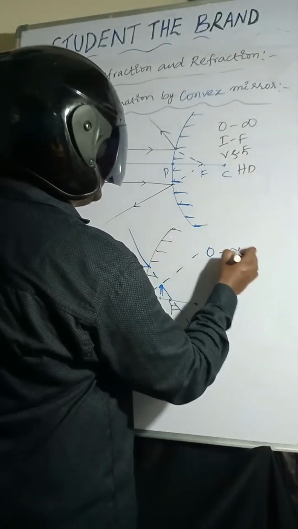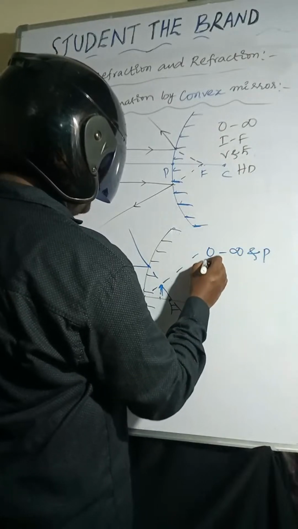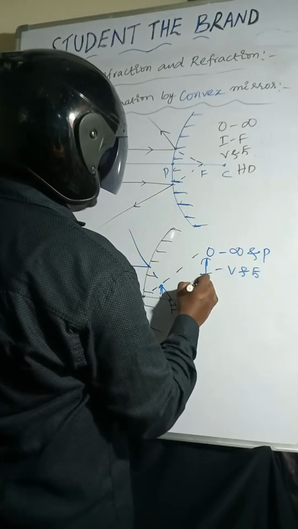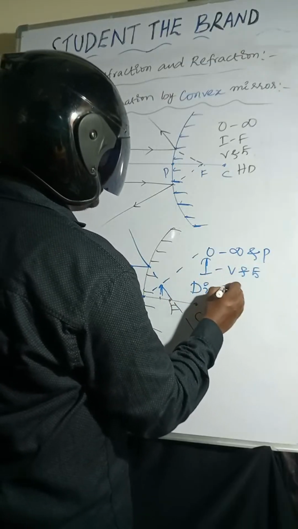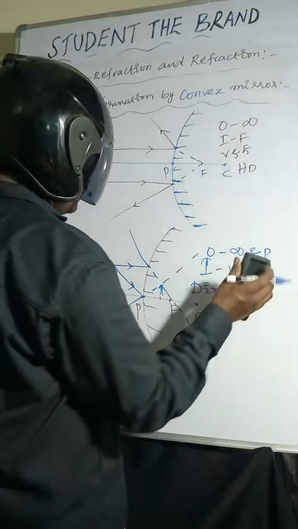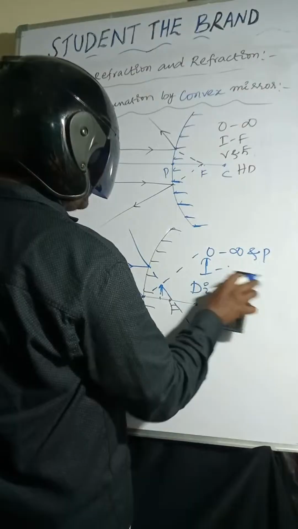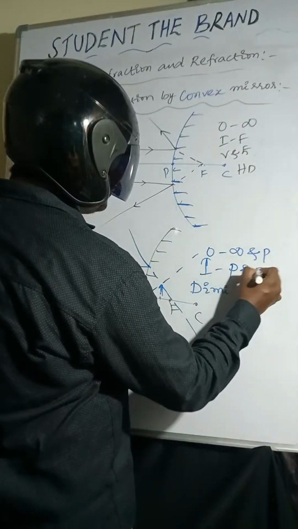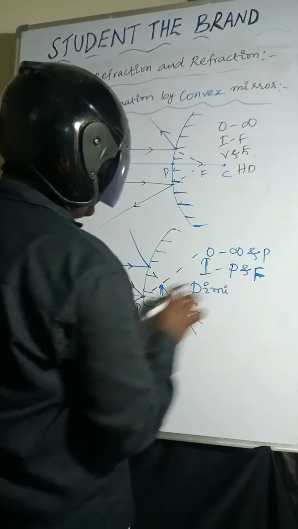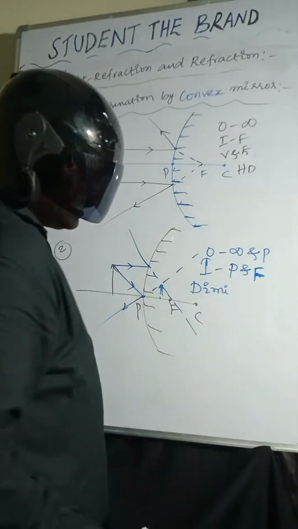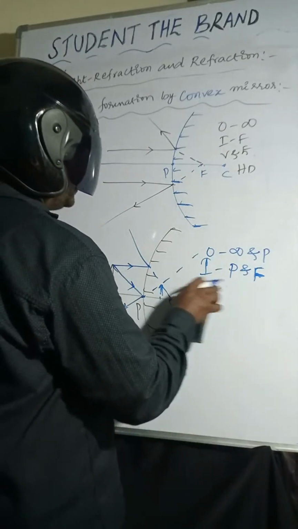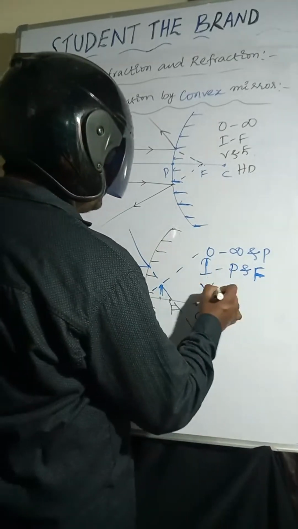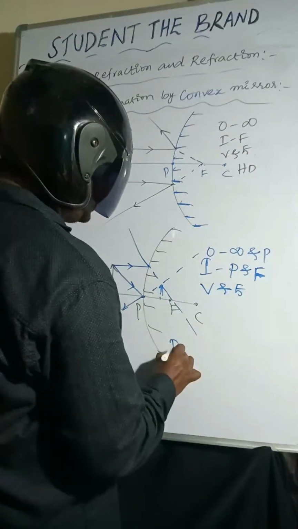Object is placed between infinity and pole. Nature of the image is virtual, erect and diminished. Image is formed between P and F.